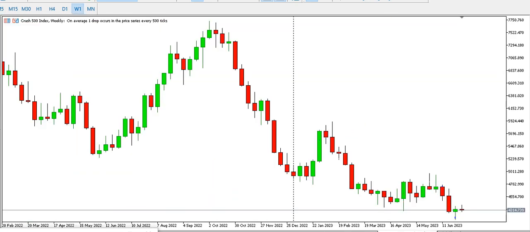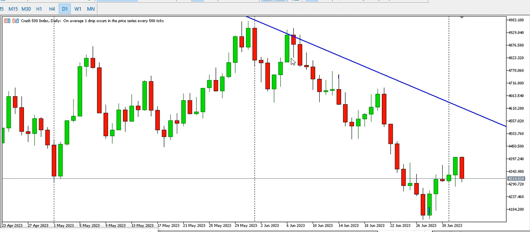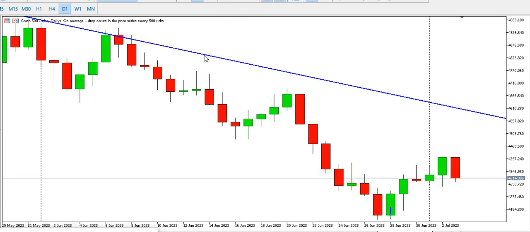Let's go to Crash 500 Index on the weekly time frame. Weekly time frame shows that price is currently dropping. We have a bearish trend in place on the daily time frame. We have price dropping as a result of this 3-drive pattern. Price dropped to this level, found some level of support, rose up.